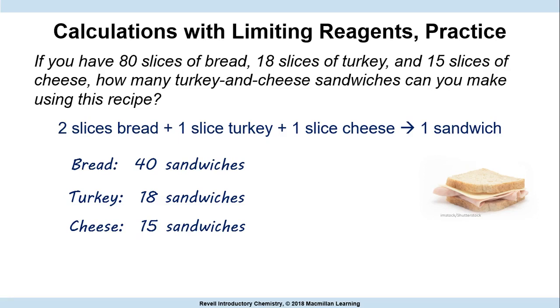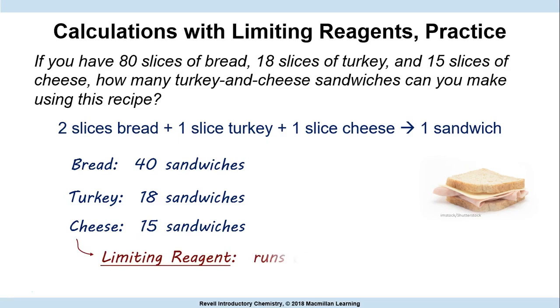Here we have 15 for cheese, 18 for turkey, and 40 for the bread. It means that with the bread that we've been given, we can successfully make 40 sandwiches. With the turkey that we have, we can successfully make 18 sandwiches. And with the cheese that we have, we can only make 15 sandwiches. We see here that the limiting reagent is the cheese that can only give us 15.